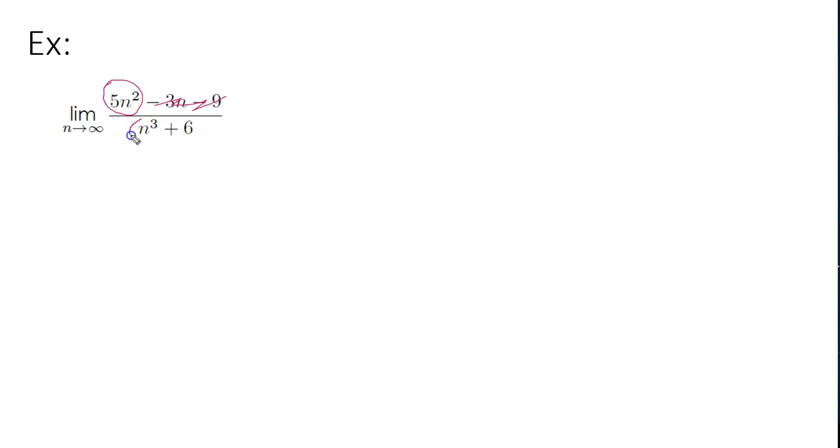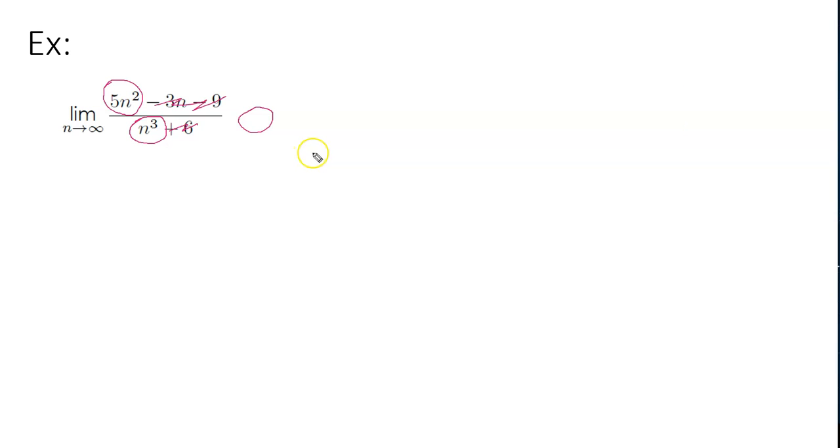Same thing on the bottom. I look for the highest degree. That's n cubed. And the 6 is just noise. So this is really 5n squared over n cubed. The degree of the bottom is 3, the degree of the top is 2, the bottom is faster, so this is going to give me a big old honkin' 0. Sorry about the bad handwriting.